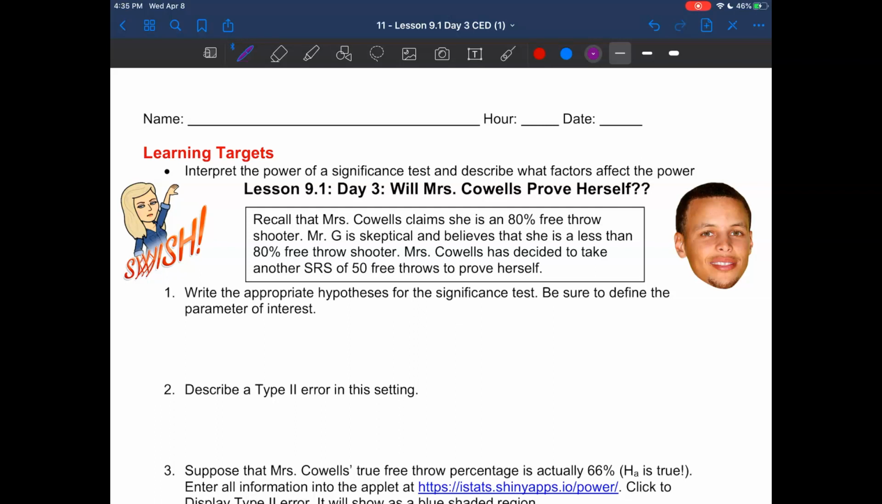So we're going to go back to the example from the beginning of this unit where I claim to be an 80% free throw shooter. Mr. G is skeptical and believes that I shoot less than 80%. So I decide to take another simple random sample of free throws to prove myself. So go ahead and write the appropriate hypotheses for the significance test.